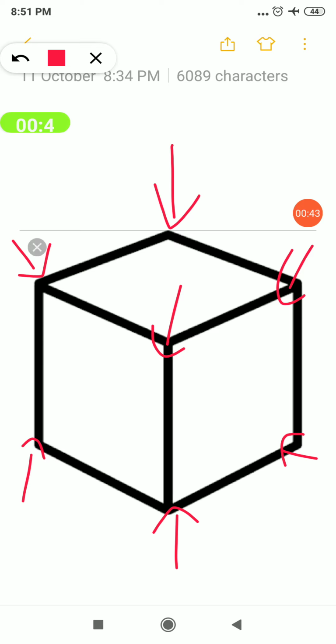I take a cubic box for your better understanding. Take any one cubic box. If you have a chalk piece box or any other cubic box, you can understand very clearly. So how many corners are there in a cubic box? There will be 8 corners in a cubic box.